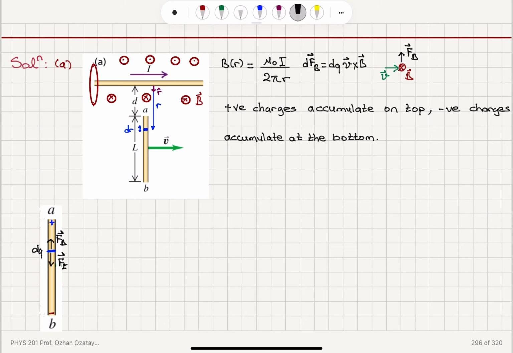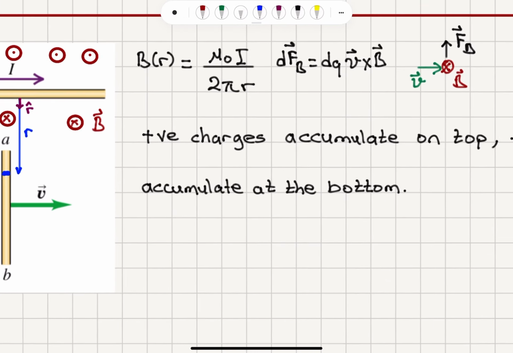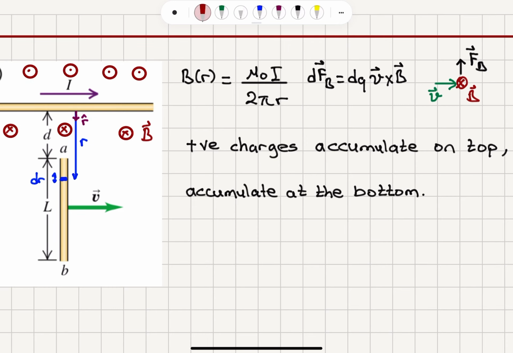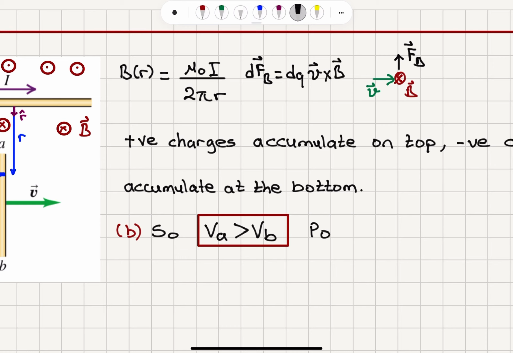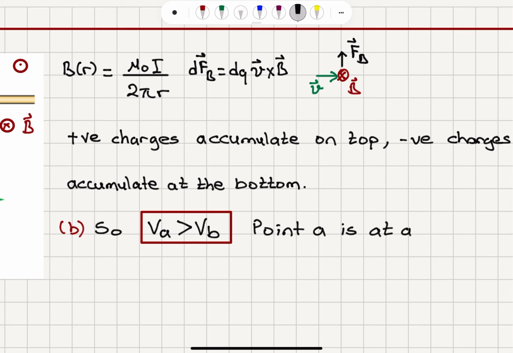the question was, what is the EMF induced? But if I look at part B, it says which point, A or B, is at higher potential. So looking at this, basically, the direction of the Lorentz force, I can conclude in part B. So let me answer part B first. I will find that there will be a positive potential at A, negative at B. So V_A is greater than V_B. So I will see point A is at a higher potential.